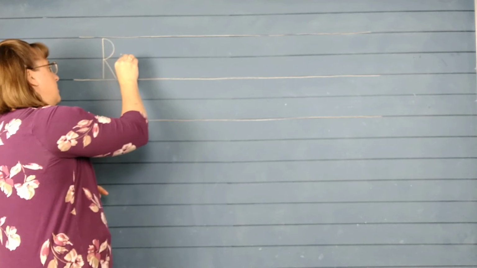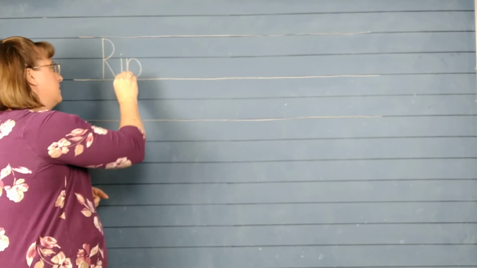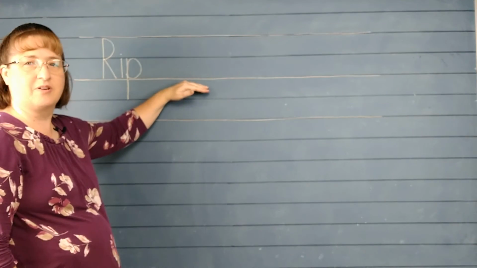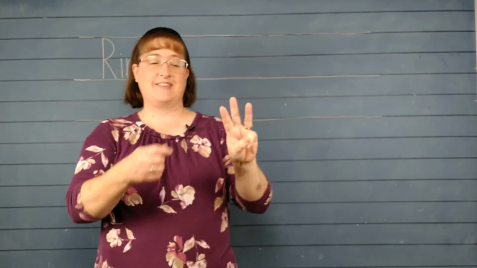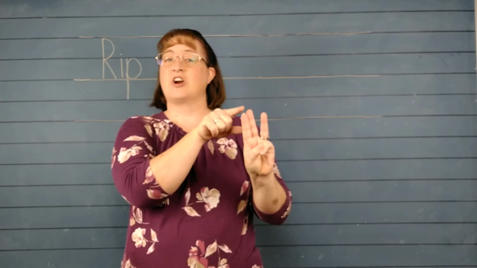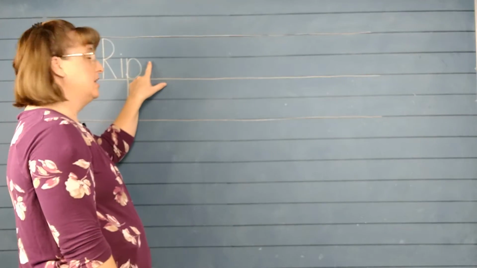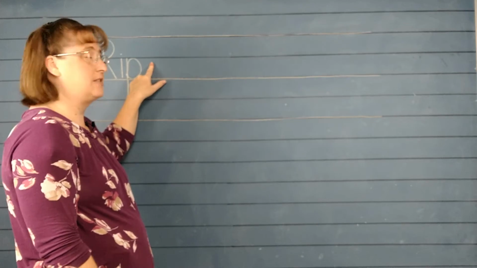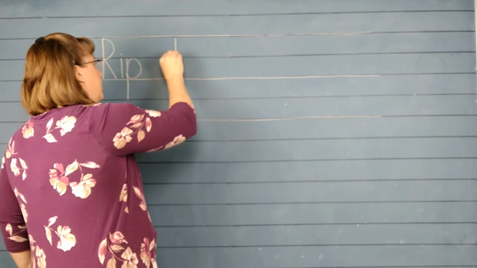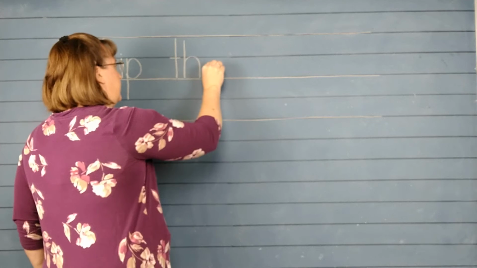I. P. Good. Rip. What's the next word? The. Give me the sounds. We have th, e. This is our e. Okay, we're going to put our finger down to figure out what our space needs to be. Move over, pick up your finger, and then write th, e.